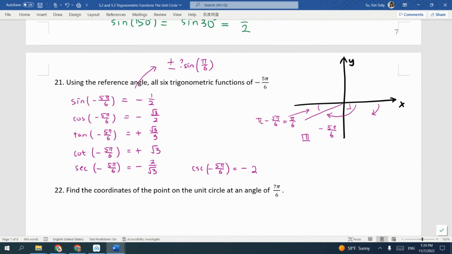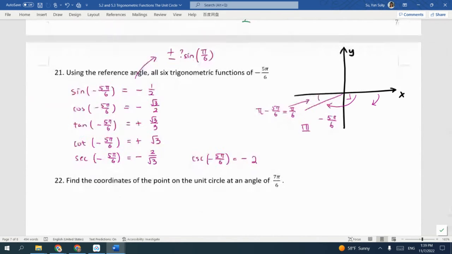Cosecant is 1 over sine, so the reciprocal of that is 2. Is that okay, everybody? So we find the reference angle, and then we also look at which quadrant the point is in to figure out whether it's plus or minus. And then you know the sign of the trig functions of those reference angles. So this is how we figure those out.